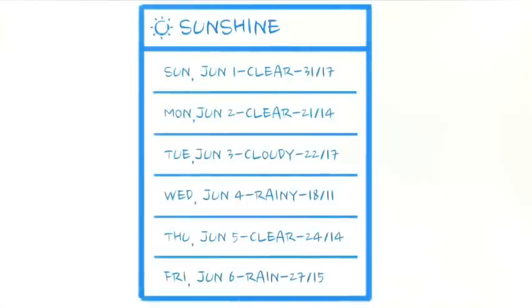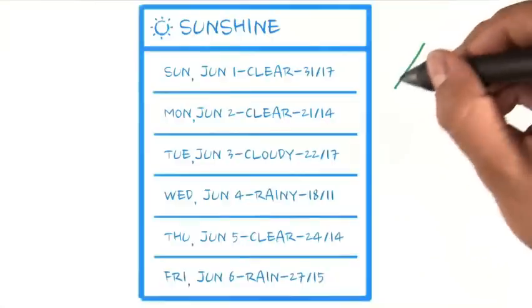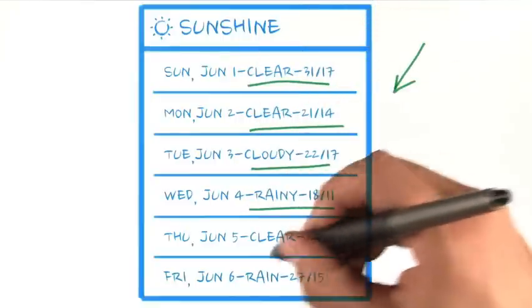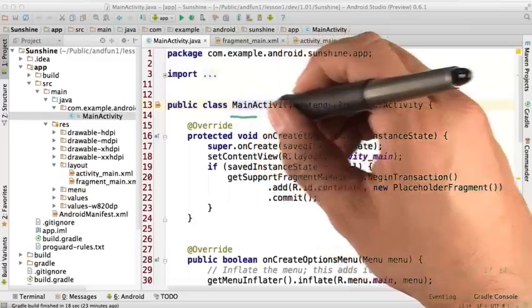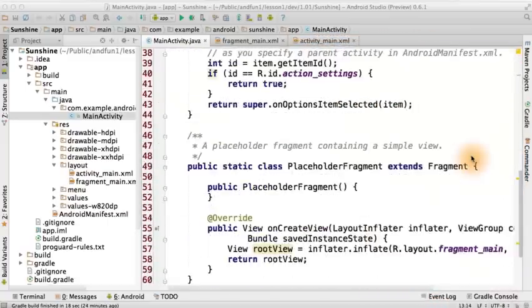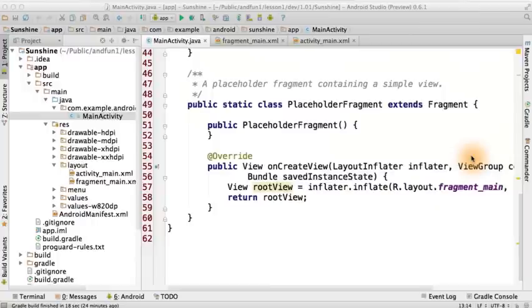We've created our Android project and understand more about basic tools. So let's go to the user interface for Sunshine. Specifically, we're building the initial screen, a list of forecasts for the next several days. Main activity is launched when you start the app. At the bottom of main activity, we have placeholder fragment. Placeholder fragment was generated by the template we used when creating our project.